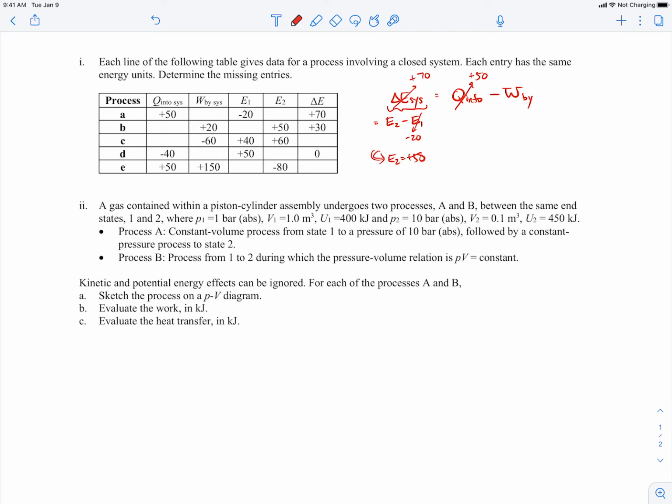So all I'm doing is just dealing with delta E is equal to E2 minus E1, and then just solving for E2. So that'll be a plus 50. And then to find the work, I can just solve this equation. So I have plus 70 here, plus 50 here. Bring that to the other side, it'll be a plus 20, but throw the minus in there, so it'll be a minus 20 for that one. Okay, so that seems pretty straightforward. We do the same thing for the rest of these processes. It's all just manipulations of the first law, this expression here.